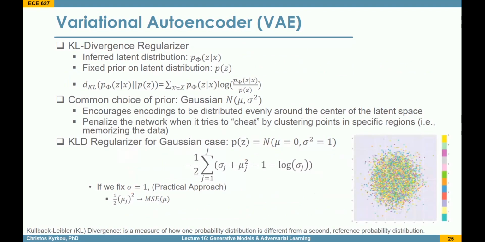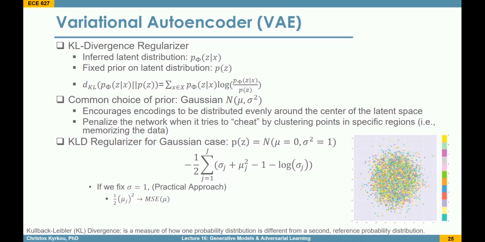Now, specifically about this regularization term, it is what is known as the Kullback-Leibler divergence, which is a measure of how a probability distribution is different from a reference distribution. It's given in general by this equation here. And it's not a symmetric measure, so it's going to give you a different result if you swap the two distributions. But it captures the divergence between the inferred distribution, which is what the encoder does, and the fixed prior that we have placed. The typical choice of this prior is usually a Gaussian distribution, which forces the encoder to distribute out evenly the encodings in the latent space.